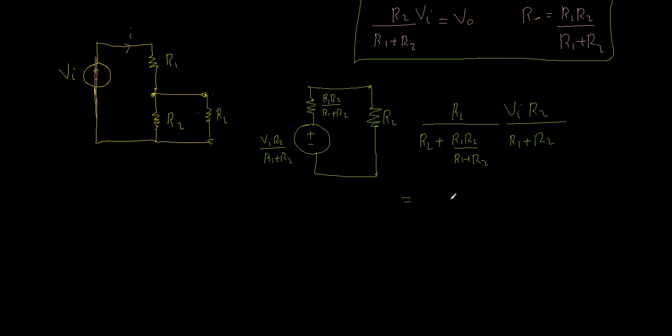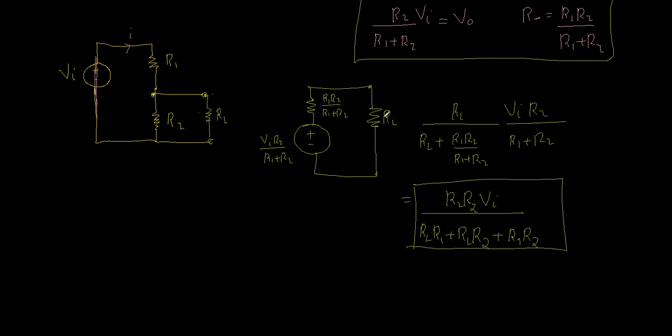And so if you simplify this, it is equal to RL R2 times VI divided by, so you multiply this on both sides, RL R1 plus RL R2 plus R1 times R2. And so this is the voltage on this resistor RL, and this is going to be the same voltage as on here. And from this, of course, you can calculate the current.